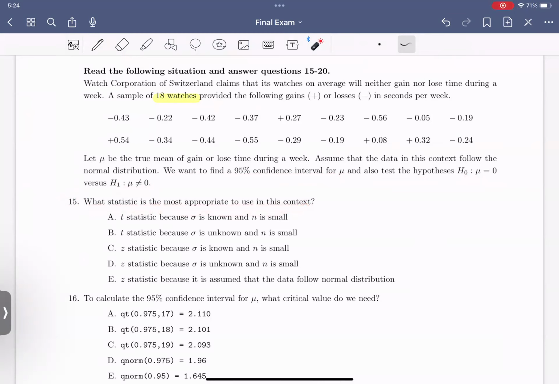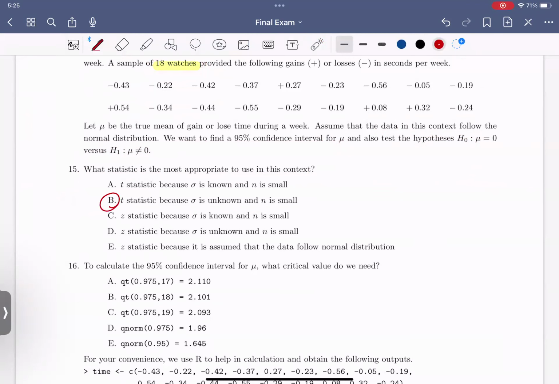Well, because the population is normal, because you draw the data from the normal distribution, and you don't know sigma, right? Sigma is unknown. So you actually need to use T. And also the sample size is small as well. You cannot apply the central limit theorem. So you're going to use a T statistic for this case because sigma is unknown and n is small. And actually the population is normal as well. So the choice that you're going to use here is choice B.